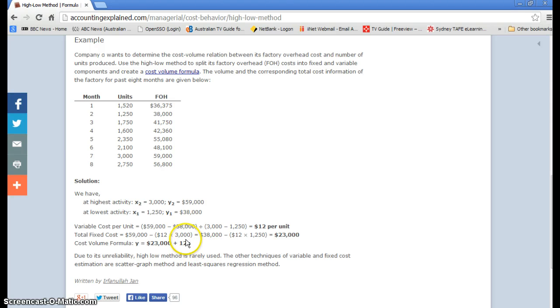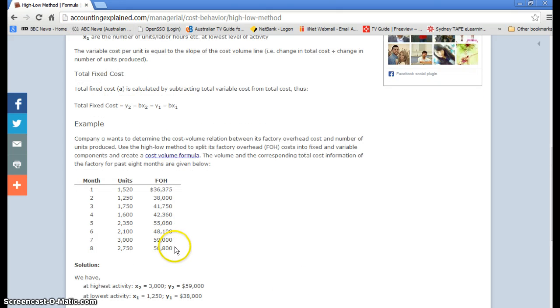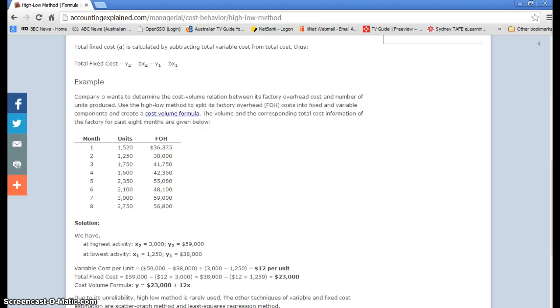Make sense? That will give you some idea as to how to use the high-low method. If you wish to take note of this URL, go up there and have a read through that, and that will give you some idea about how it should be done. Otherwise, go to the textbook, or you can ask me.